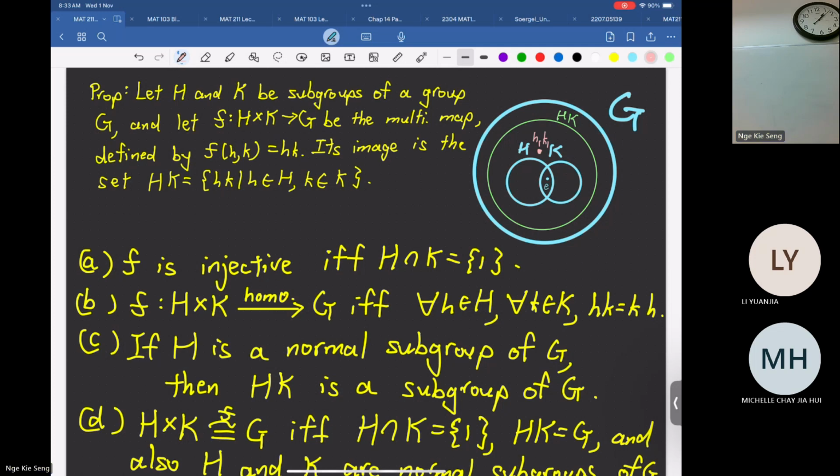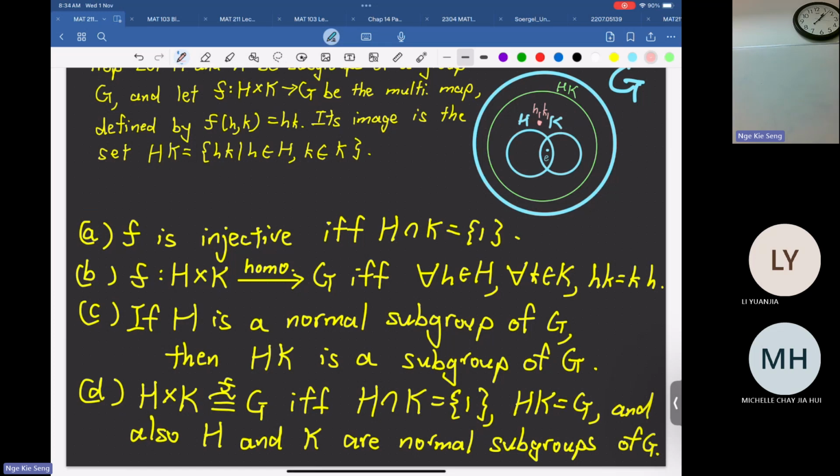So the claim is: F is injective if and only if the intersection is just the identity. For part B, the map is a homomorphism if and only if H and K commute. And if H is a normal subgroup of G, then HK is a subgroup of G. So when is HK a subgroup of G? When H is normal.